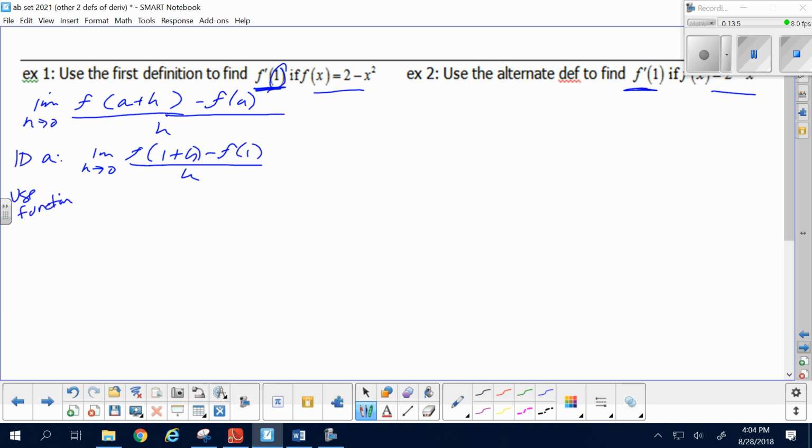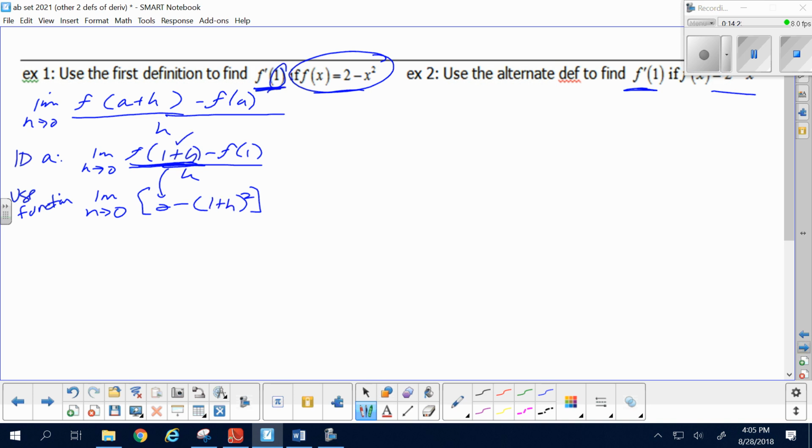Before, we didn't actually have a function to work with. I was just doing general. But now, every problem, they'll actually give you a specific function that you use. Now, this function says that you are supposed to take 2 and subtract whatever you put in squared. So f of 1 plus h would mean take 2 minus something squared, whatever you put in. And in this case, what you're putting in is 1 plus h.